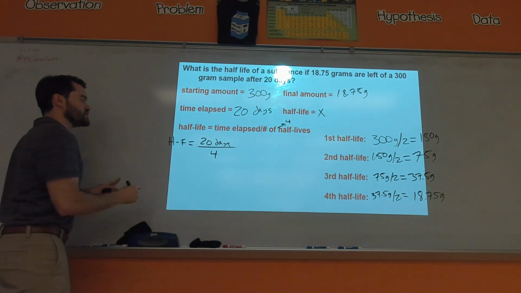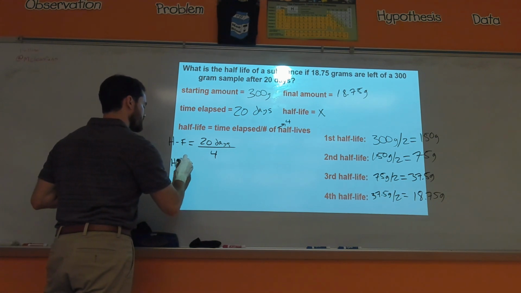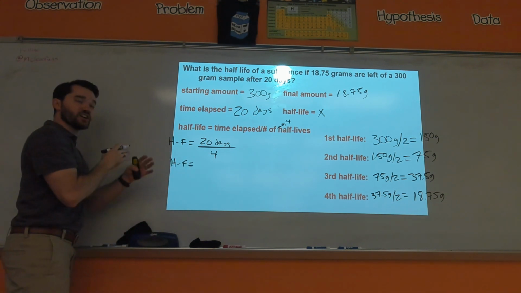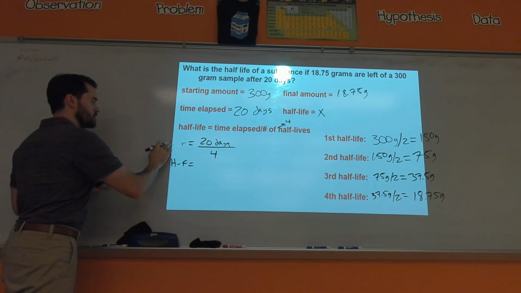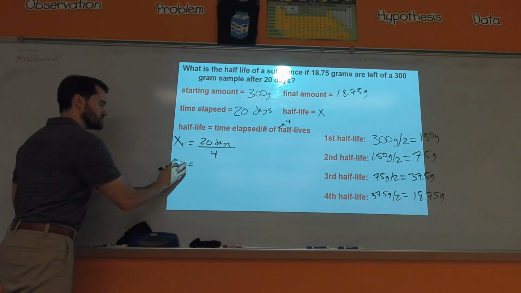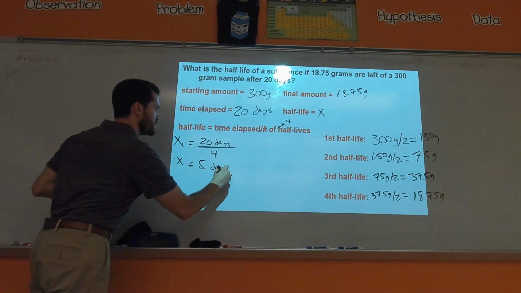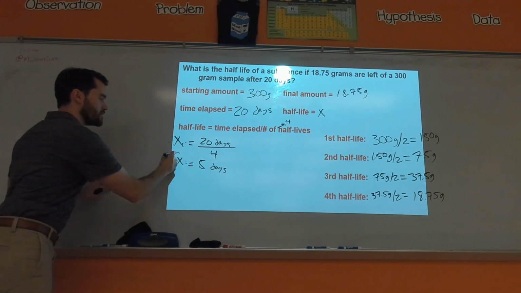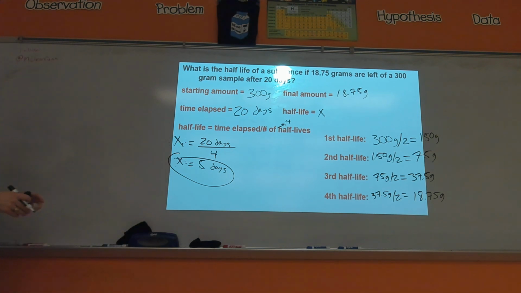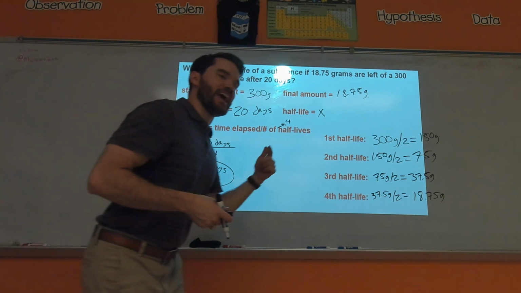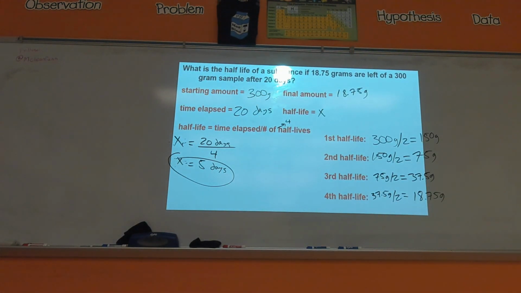Okay? So the length for 1 half-life then, which is our x, x would equal 5 days. Every 5 days, that'd be your answer. Every 5 days, we would divide that 300 gram sample in half. Or another way of saying it is every 5 days, that radioactive sample will be cut in half into something more solid.